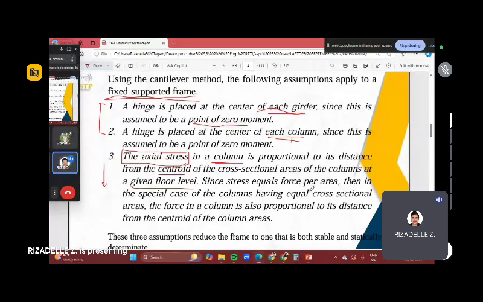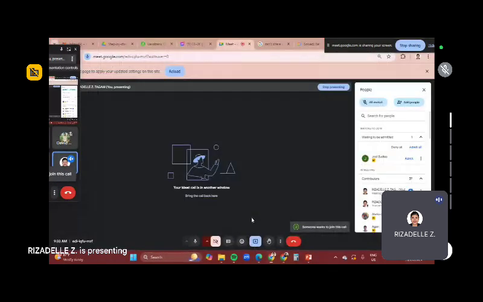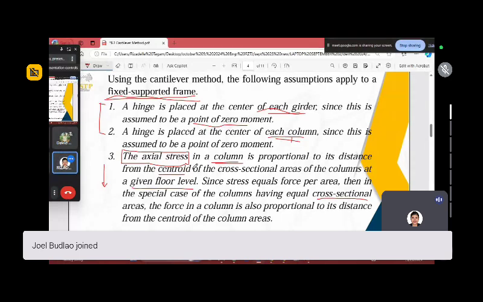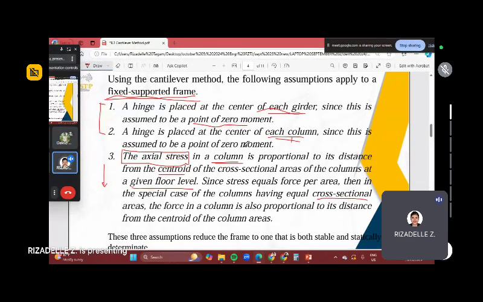Since stress equals force per area, then in special case of the columns having equal cross-sectional area, the force in a column is also proportional to its distance from the centroid of the column area. Kung same ang area sa columns tanan, so dito na ta mo diretso sa equation nga proportional si distance from the centroid. It comes to its column area. Pero kung lahi gap or lahi gani iyang area, we should consider the cross-sectional areas for each column. So these three assumptions reduce the frame to one that is both stable and statically determinate. So, tulog ka pa ito assumption dito class ha.